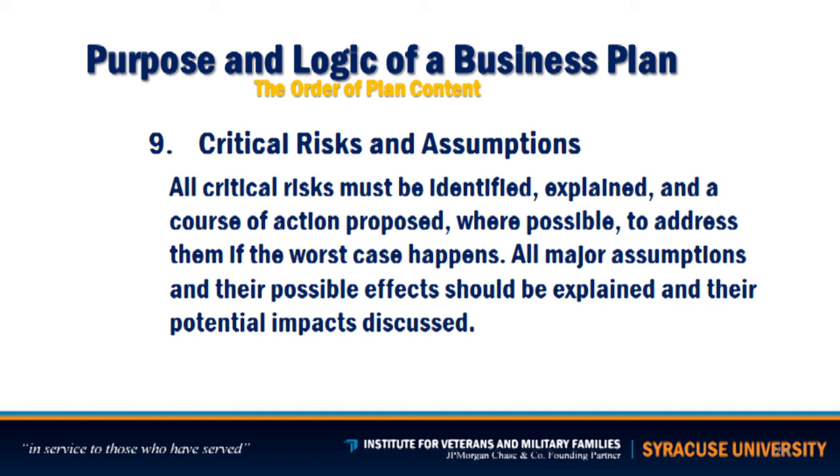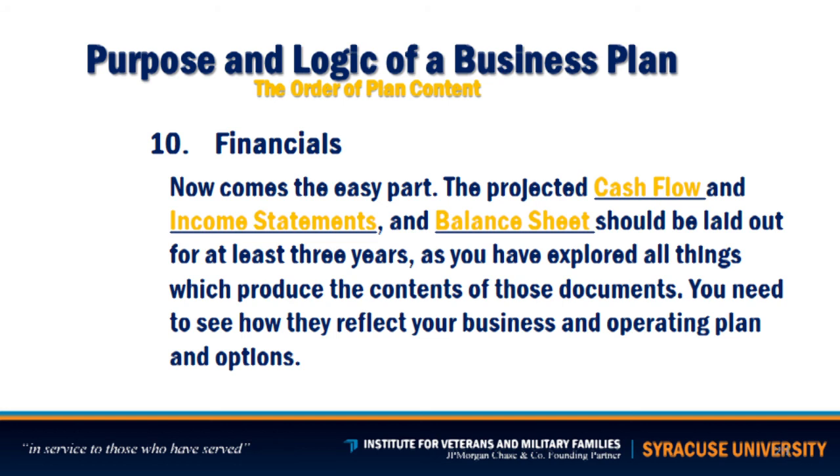So once you have identified those risks, now you want to summarize your business plan section so far into the numbers, which is the easy part. You want to identify the projected cash flow and income statements and balance sheet. They all should be laid out for the last 3 years, as you have explored all things which produce the contents of these documents. You need to see how they reflect your business and operating plan and options.